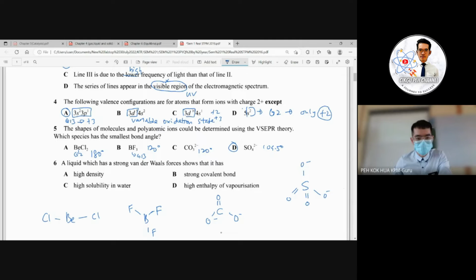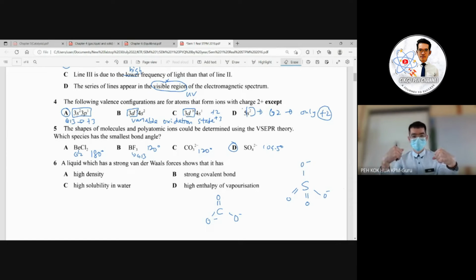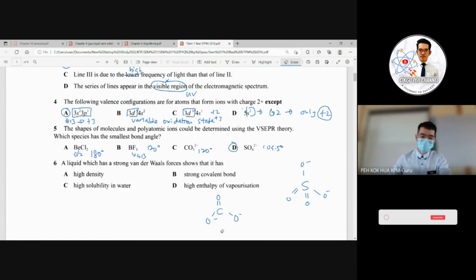Number 6, a liquid which has strong van der Waals forces shows that it has high density. Okay, because the van der Waals forces are considered weak intermolecular forces, that means the distance between two molecules will be far apart, because the attraction between two molecules will be less compared to other stronger intermolecular forces. So they will be far apart, so that means the density will be low. So the first one will be wrong already.